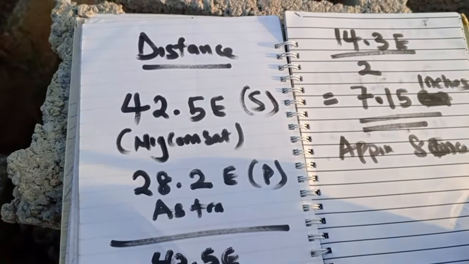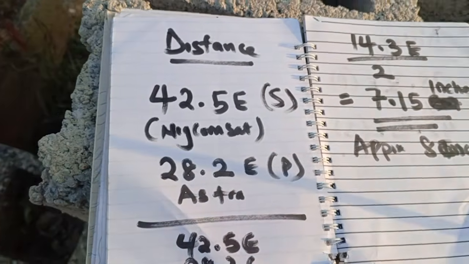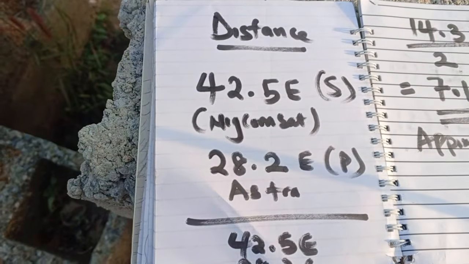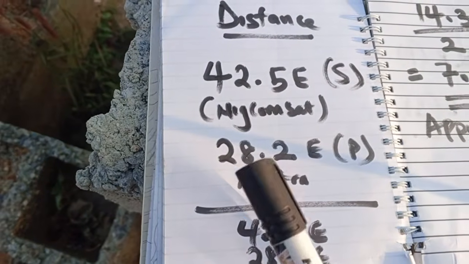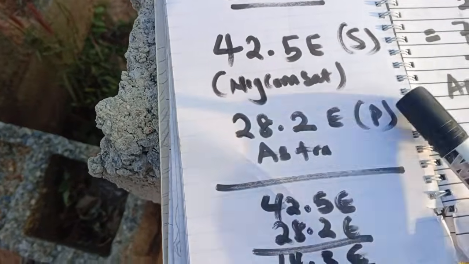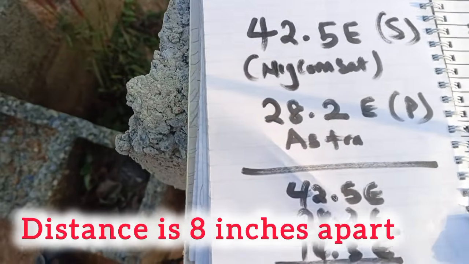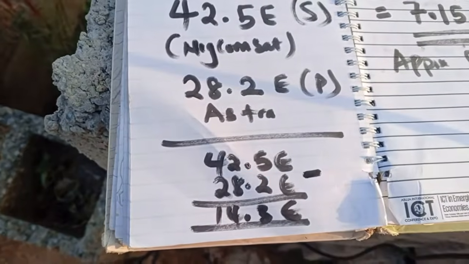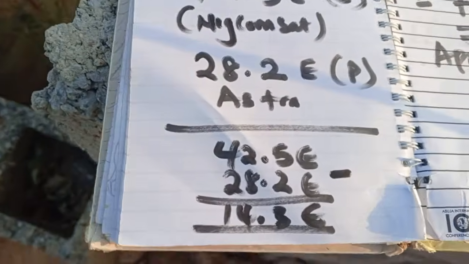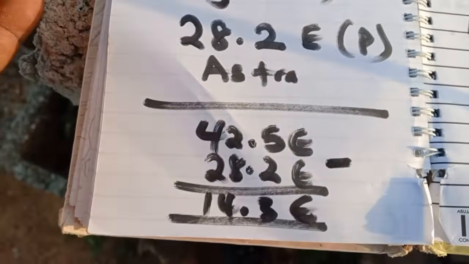We do the tracking proper. Let's see the distance between 42.5E, which is the secondary, which is Nigcomsat, and 28.2E, which is primary, which is Astra. So by the time you get like this, remember this is the formula I formulated. You can use another formula, but I think this is the closest you can.